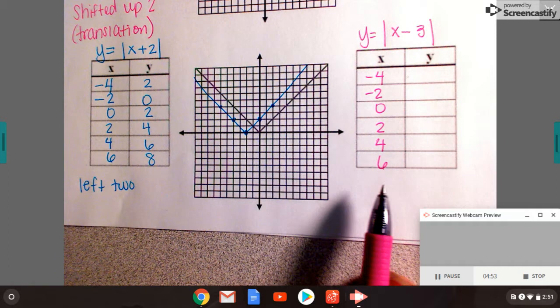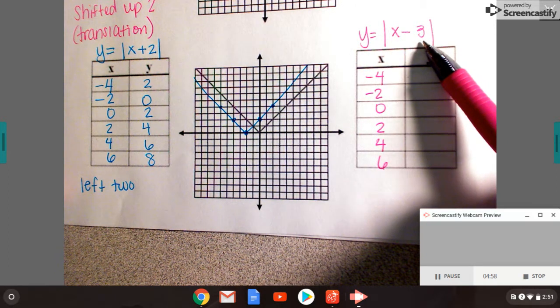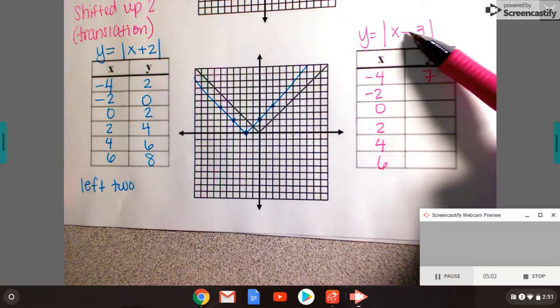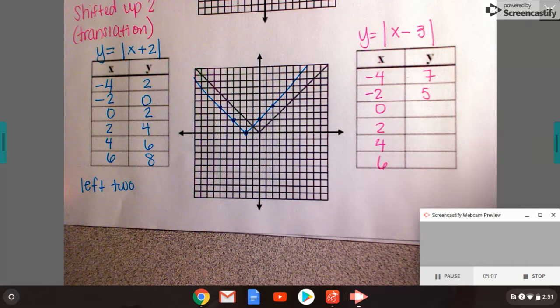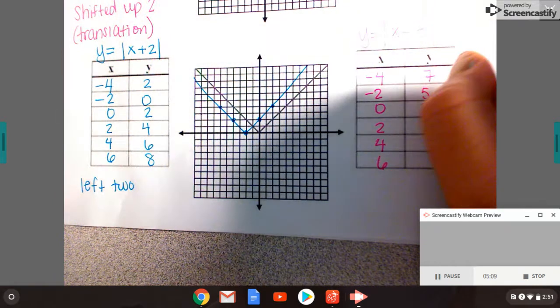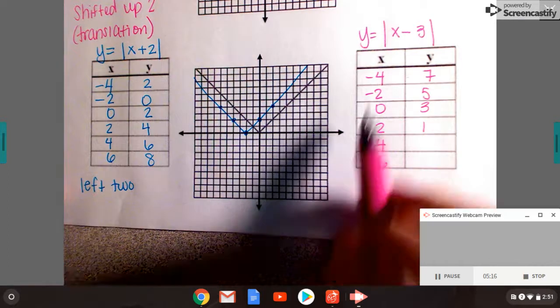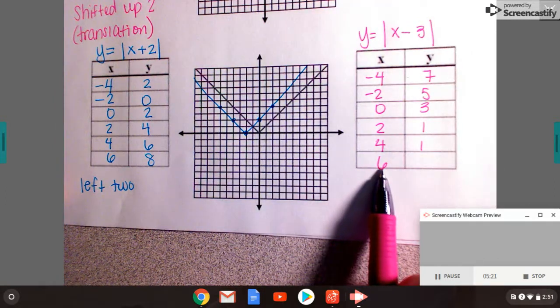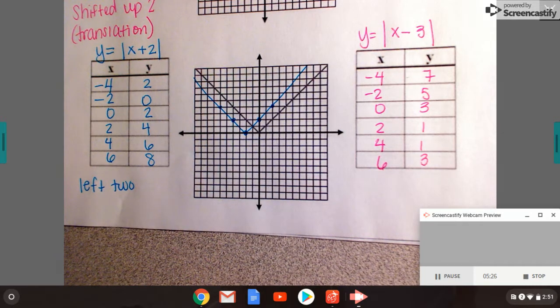Let's go ahead and find our values for the table here. -4 in here, -4 minus 3 is -7. The absolute value of -7 is 7. Negative 2 in there. Negative 2 minus 3 is negative 5. Absolute value of negative 5 is 5. Put a 0 in. Absolute value of negative 3 is 3. Put a 2 in. Absolute value of negative 1 is 1. Put a 4 in. Absolute value of 1 is 1. I'm sorry. Put a 4 in. Oh, yep. Sorry, my bad. Put a 6 in. 6 minus 3 is 3. Absolute value is 3. So let's check these points and see what happens when we plot them.